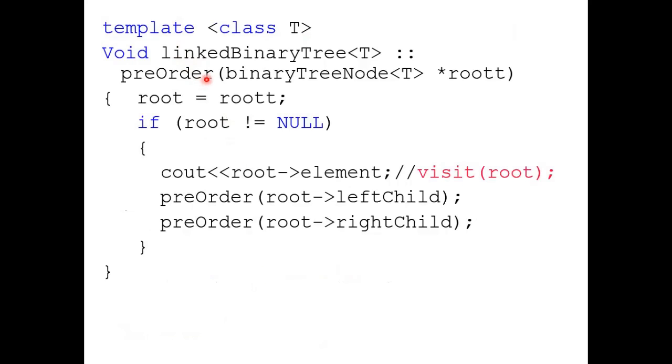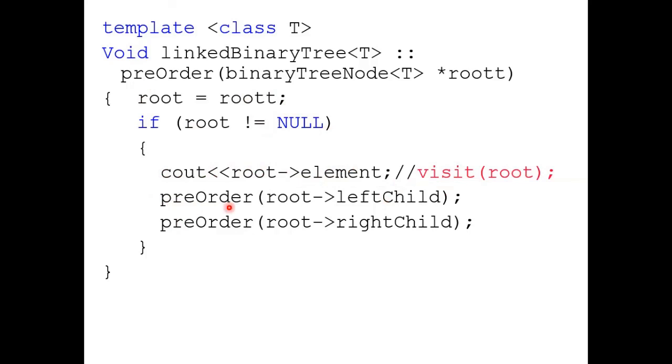I'm defining the pre-order function outside the class, which belongs to linked binary tree. The return type is void. We use the scope resolution operator. This is the notation for defining a member function outside the class, and passing the root address. So I copy this root address into the actual root value, and I'm checking that the root is not equal to null. As for pre-order traversal, first you have to visit the node, that is, display the root element. That is visiting the root node.